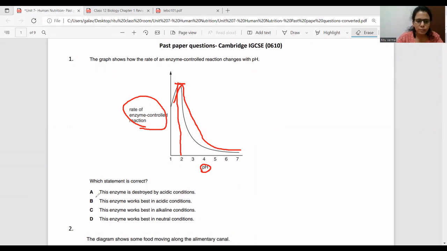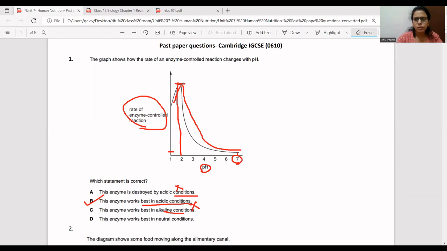The statements given here are, statement A: the enzyme is destroyed by acidic conditions. That's wrong. Then the enzyme works best in acidic conditions. The enzyme works best in alkaline condition. Now alkaline pH starts from 8 to 14, so no data is available for this third option. And the enzyme works best in neutral condition. Neutral is pH 7, and at pH 7 you can see here the rate of reaction is lowest. So the correct answer for this question is option B. The enzyme works best in acidic condition, that is at pH 2.